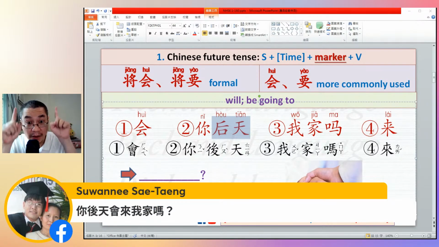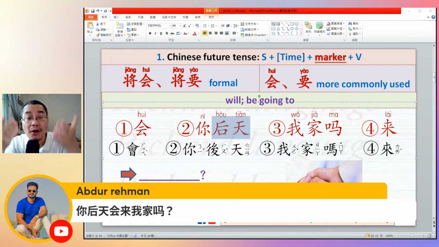佩霞，你后天会来我家吗？Very good. 我家 means house or home. 雷曼，你后天会来我家吗？Very good. And when you ask a question like this, remember, ma is a marker for yes/no questions. So you have to tell me, 会，我后天会去你家。I will go to your house the day after tomorrow. 会 or 不会。Okay, so that's the way we answer this kind of question in Chinese.